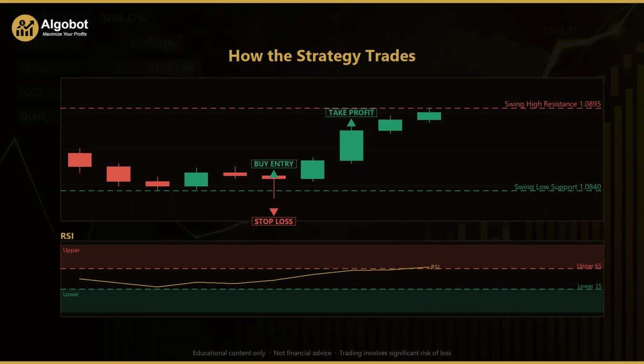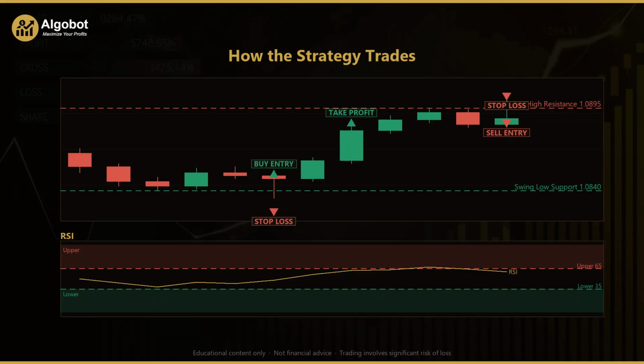Now the chart shifts to the short side, and the logic flips perfectly. Price has rallied up and is now pressing into resistance at 1.0895. A candle forms a swing high right at that level, and the following candle pulls back, confirming resistance as a valid swing high. In the panel, RSI has climbed toward its upper area and is starting to roll over.